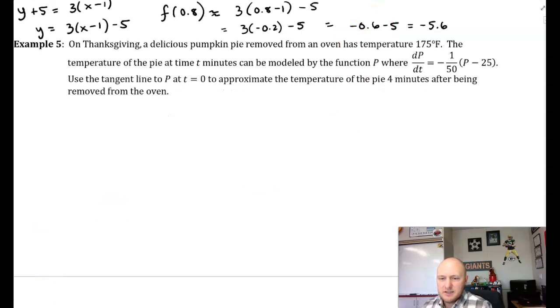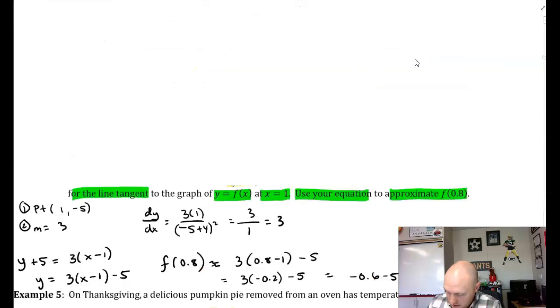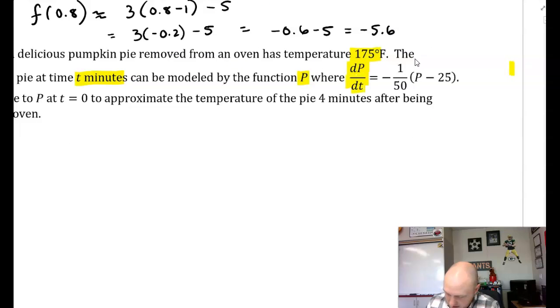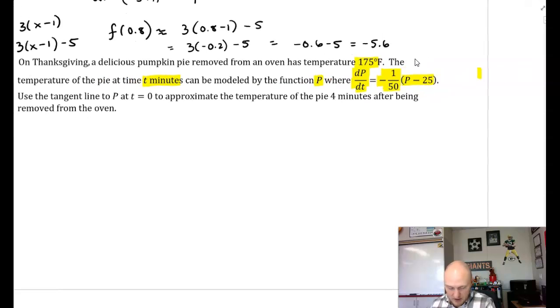On Thanksgiving, a delicious pumpkin pie removed from the oven has a temperature of 175 degrees Fahrenheit. The temperature of the pie at time t minutes can be modeled by the function p, where the derivative of p with respect to time is negative 1/50 times (p minus 25). Use the tangent line to p at t equals 0 to approximate the temperature of the pie 4 minutes after being removed from the oven.